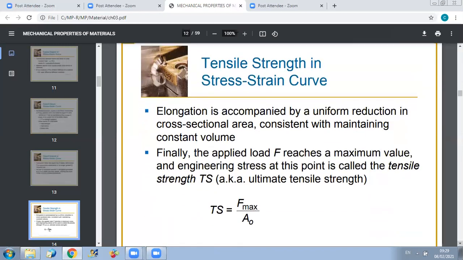Now, what about the tensile strength in the stress-strain curve? Elongation takes place with a uniform reduction in cross-sectional area until just before necking, and this is consistent with maintaining constant volume. Finally, the applied load will reach a maximum value, and in this case the engineering stress, which is directly proportional to the force, will reach its maximum. This point is called the tensile strength, also known as ultimate tensile strength. So another property that you can get from your curve is the tensile strength, which is F max over A0.